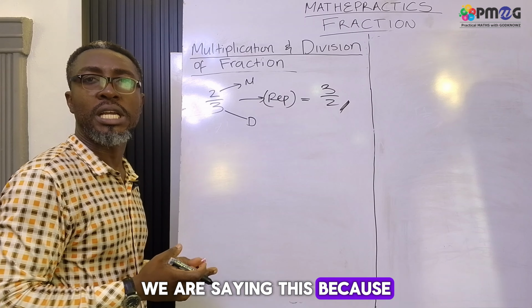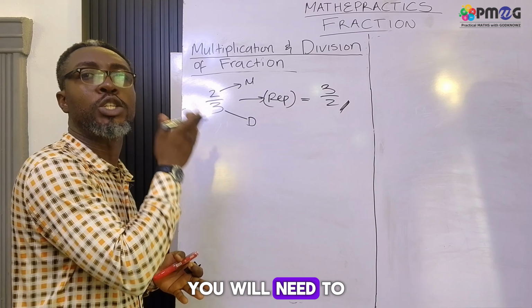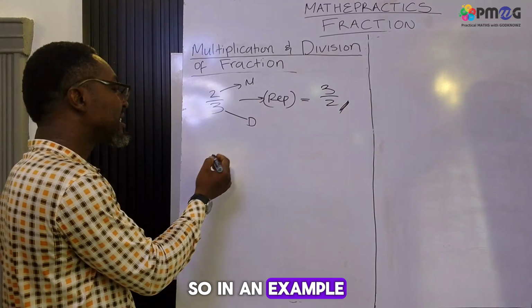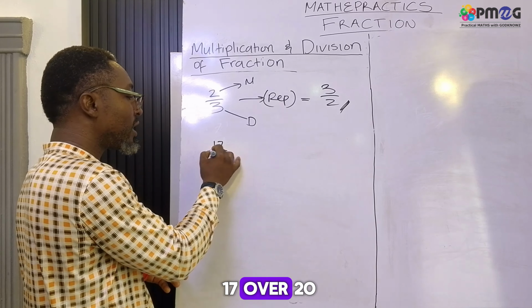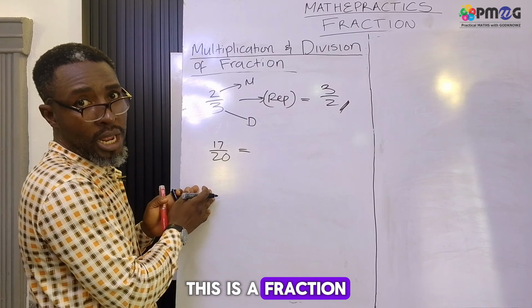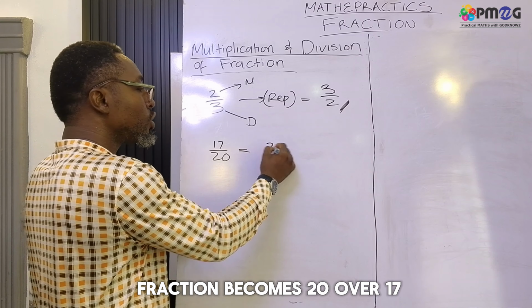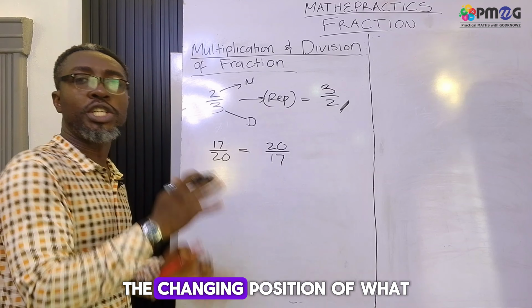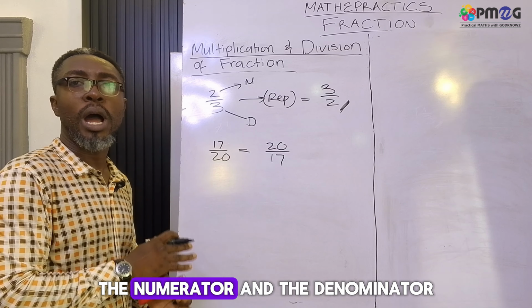We are saying this because in solving division of fractions, you will need to know the reciprocal. So in an example where you are given 17 over 20, this is a fraction. The reciprocal of this fraction becomes 20 over 17. The change in position of what? The numerator and the denominator.